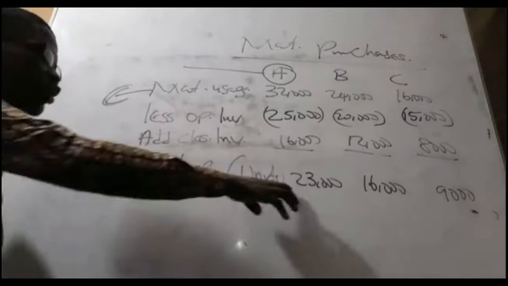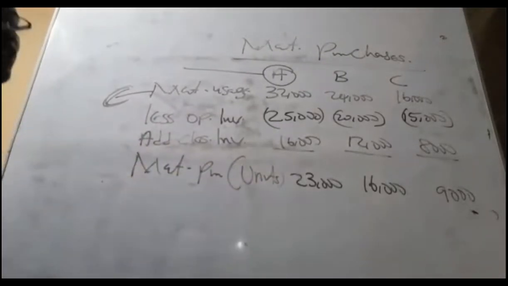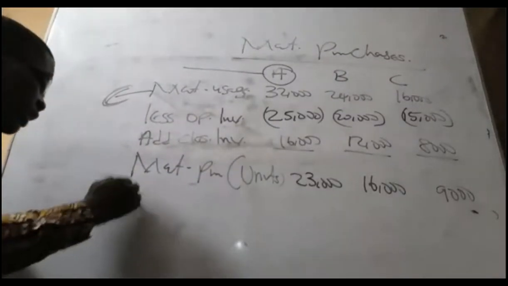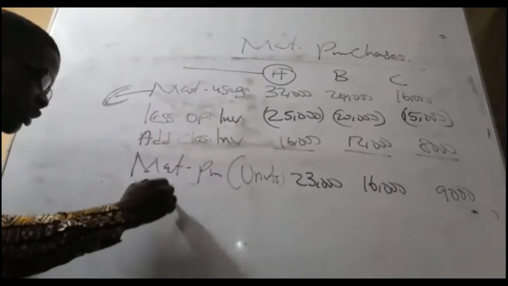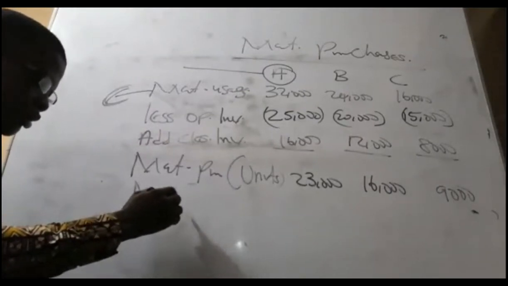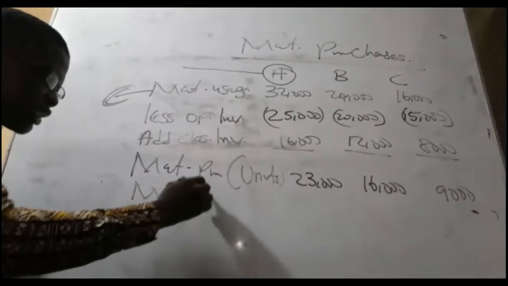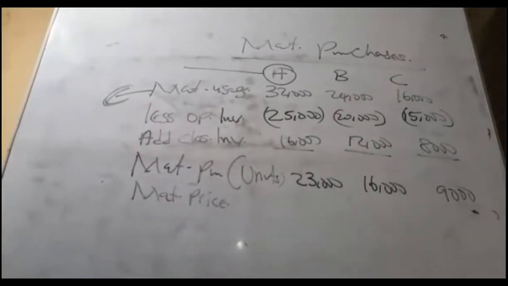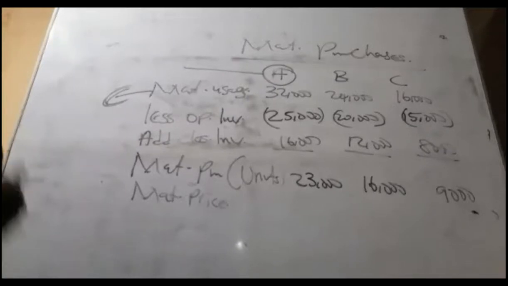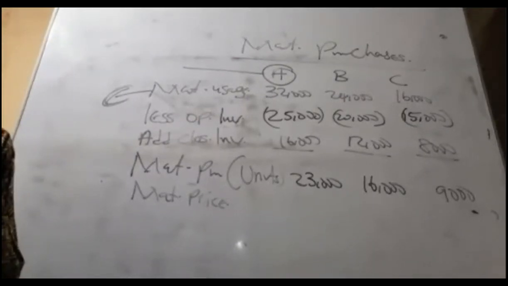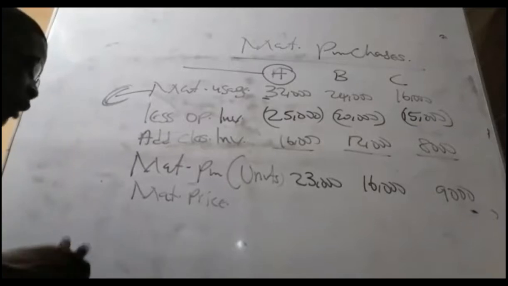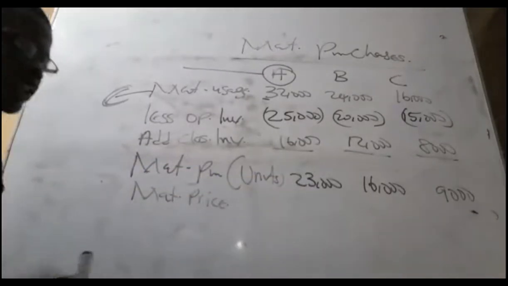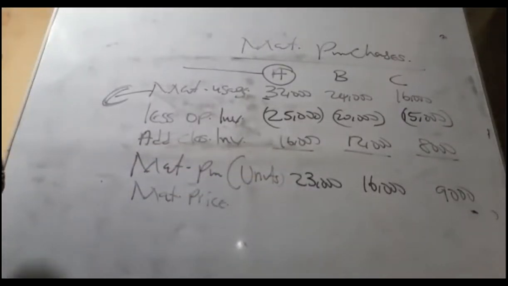So this is what is go and buy. It's go and buy 23,000 units. Then you find for the material price. Material price per unit. So that we will know the quantum, the monetary value. So now what is the material price? Let's go and pick the prices. That's all. And that's the end of the game.